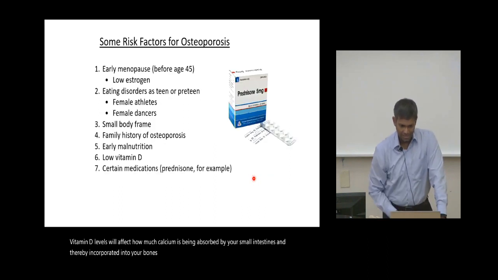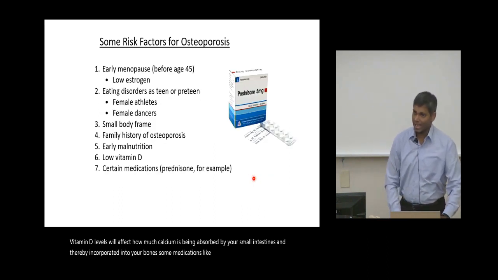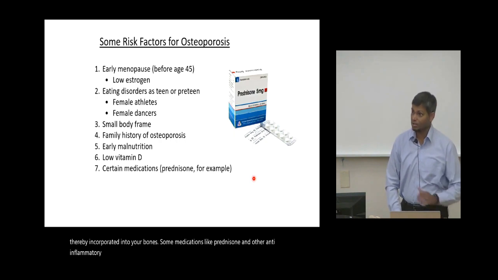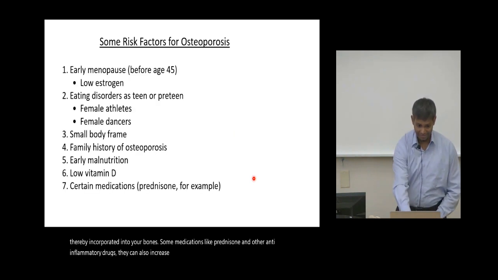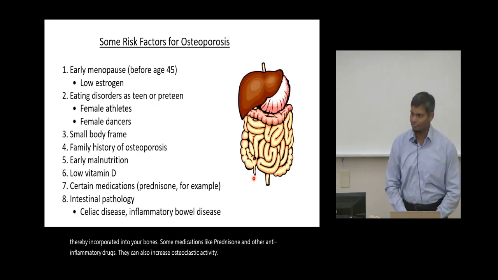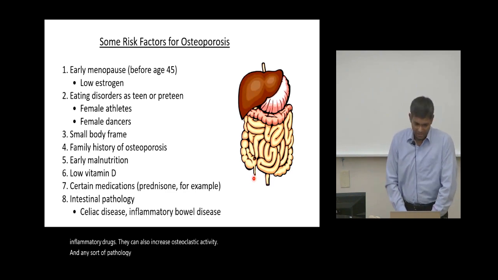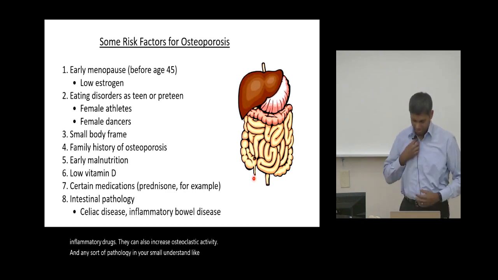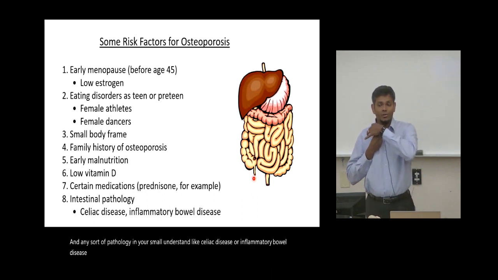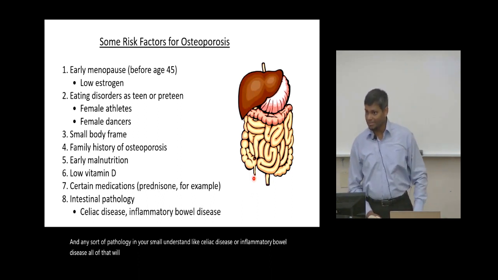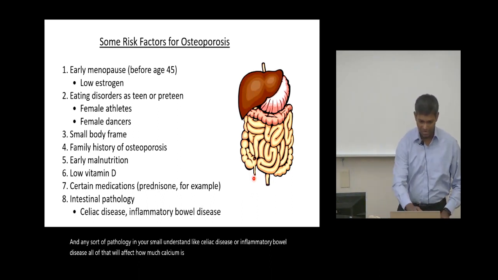Some medications like prednisone and other anti-inflammatory drugs can also increase osteoclastic activity. And any sort of pathology in your small intestine, like celiac disease or inflammatory bowel disease, all of that will affect how much calcium is absorbed from your diet.